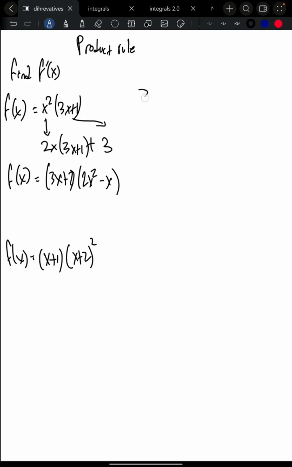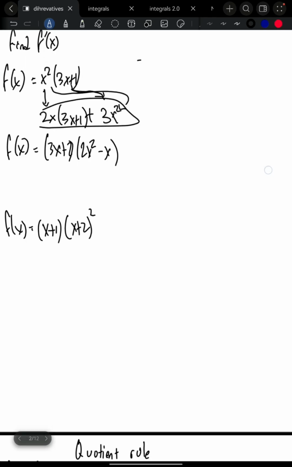The reason the derivative of 3x is 3 is because you can treat this as 3x to the 1. So bring the 1 down, it's just going to be times 3. Subtract 1 is just x to the 0, and x to the 0 is 1. You do this and then multiply by this, so x squared. You could simplify this, but I'm lazy.